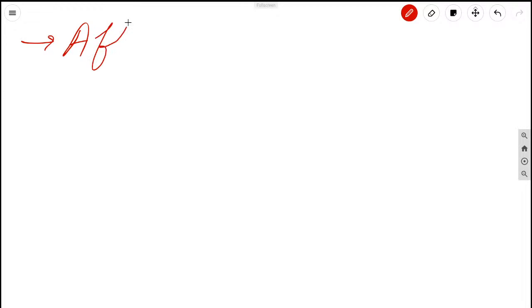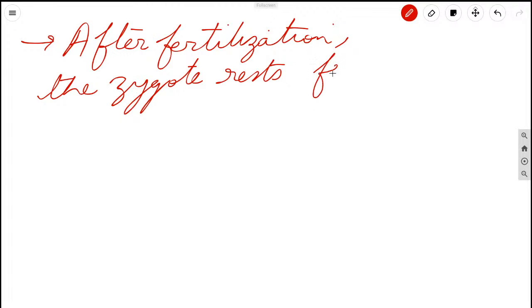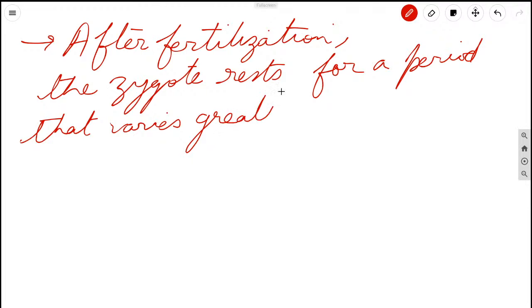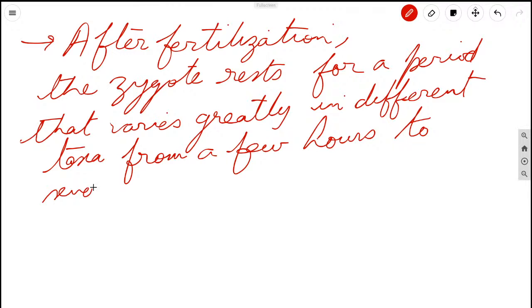After fertilization, the zygote rests for a period that varies greatly in different taxa, from a few hours to several weeks.